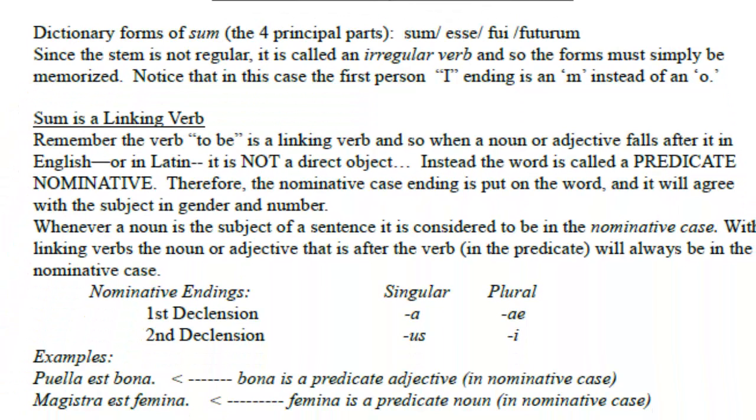Remember also that the verb sum is a linking verb. And this is very important to keep in mind. Whenever a noun or adjective falls after a linking verb, in both English and in Latin, it's not considered a direct object. Instead, this word is a predicate nominative. So the nominative case is mostly used for the subject, but this is the one other situation in which you're going to use the nominative case on a noun, and that's when it's following a linking verb.